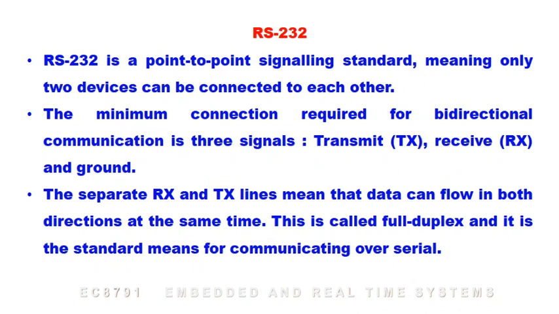RS-232, a serial communication port, is a point-to-point signaling standard, meaning only 2 devices can be connected to each other. The minimum connection required for bidirectional communication is 3 signals: transmit, TX, receive, RX, and ground. The separate RX and TX lines mean the data can flow in both directions at the same time. This is called full duplex and it is the standard means for communicating over serial.